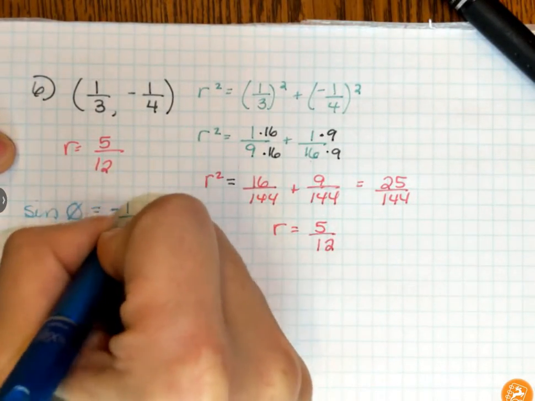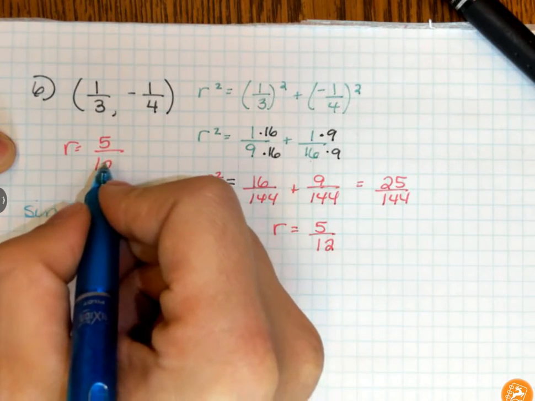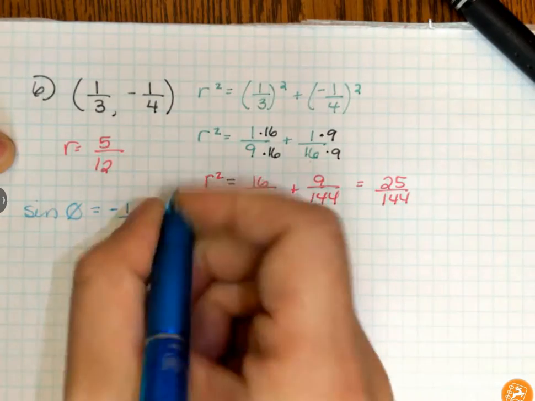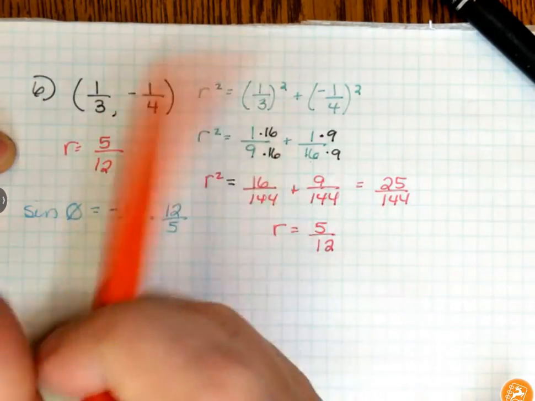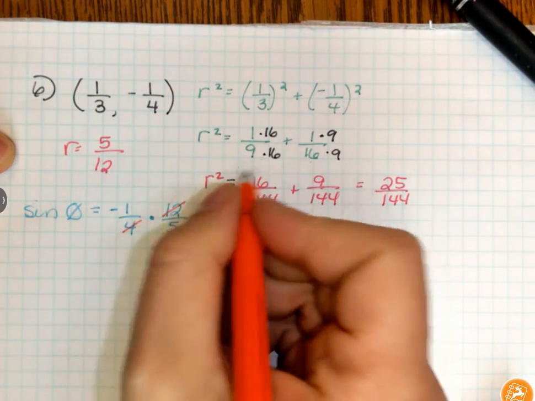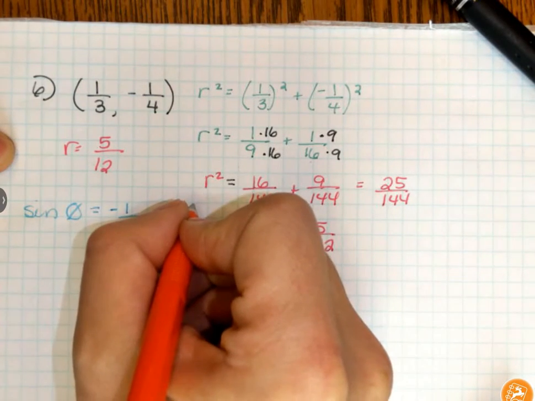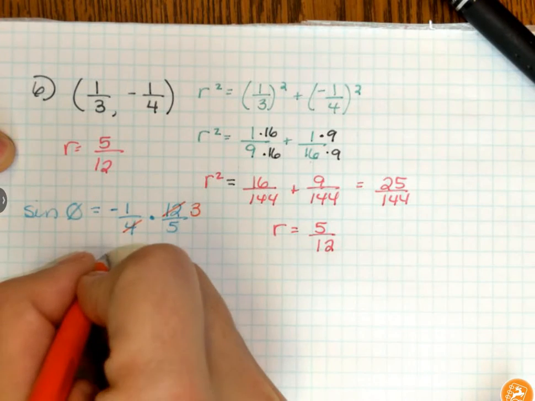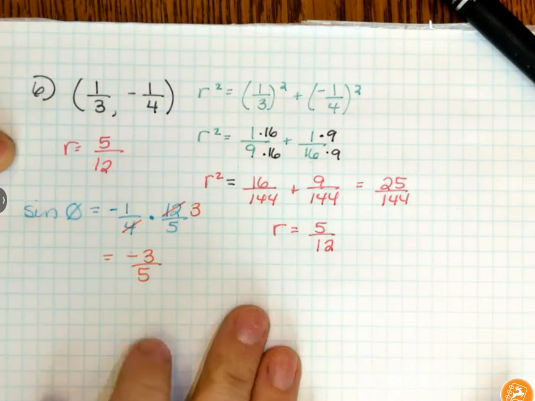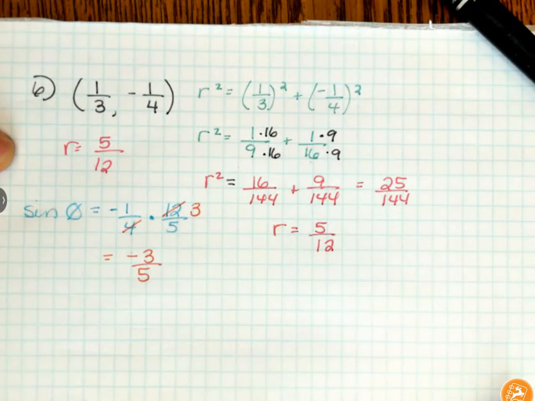So negative 1/4. I'm not going to put the divide by a fraction. I'm going to times by the reciprocal. And always, ladies and gentlemen, make your problem easier before you make it harder. 4 goes into 12 3 times. So the sine is going to be negative 3 over 5. And then you would continue carrying that through for the rest of them.